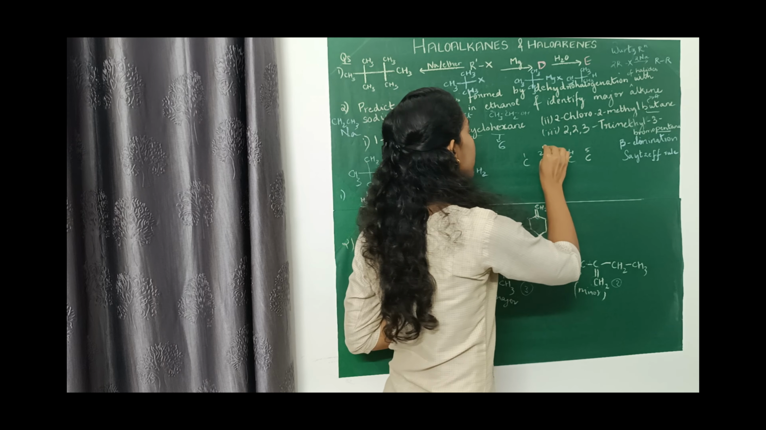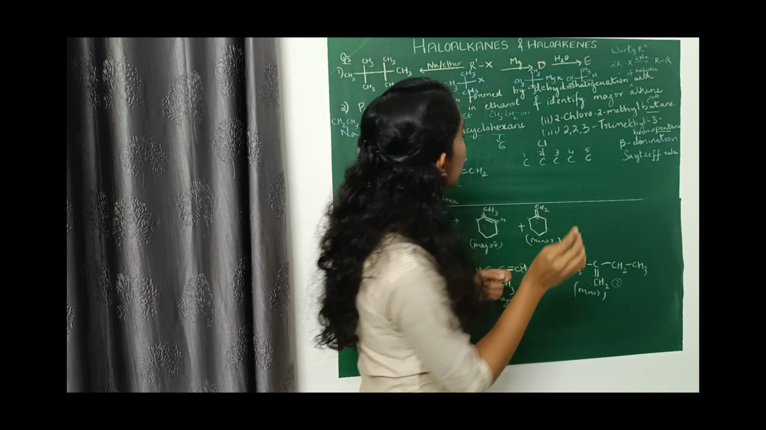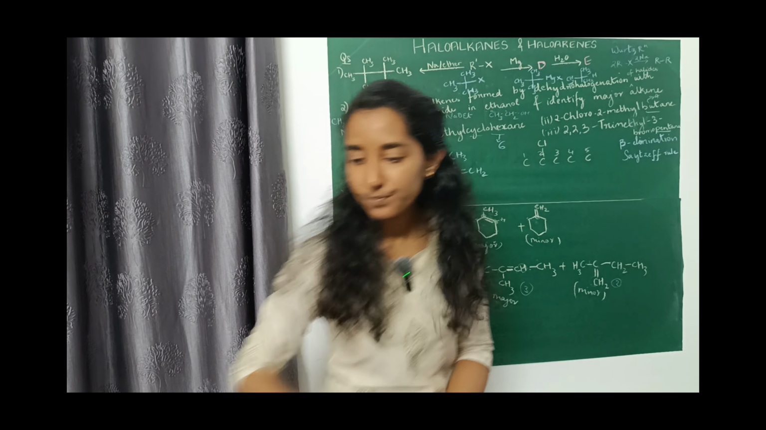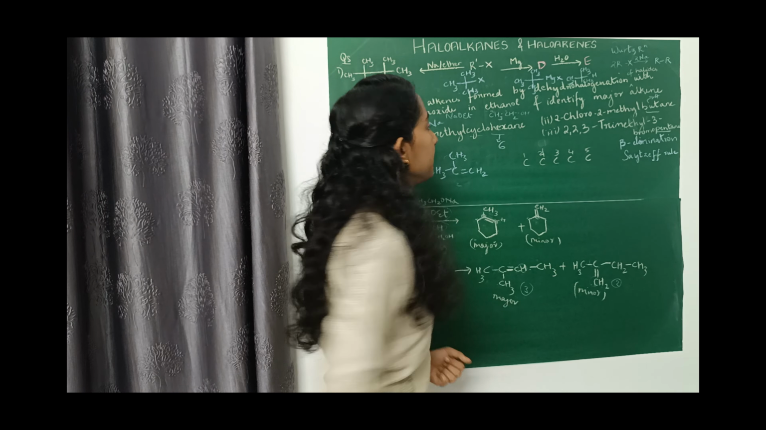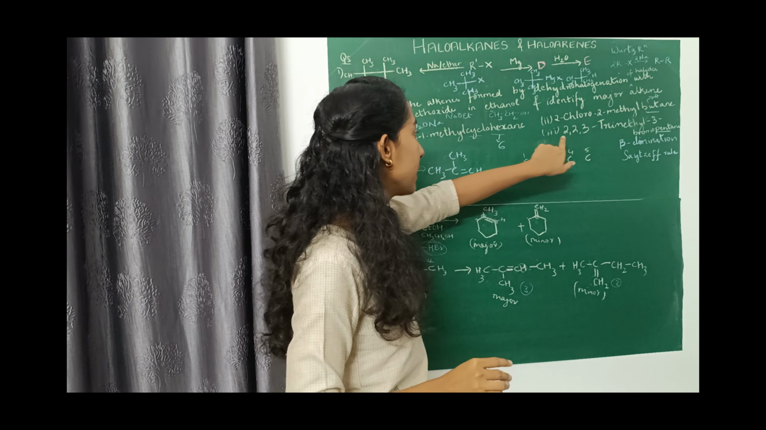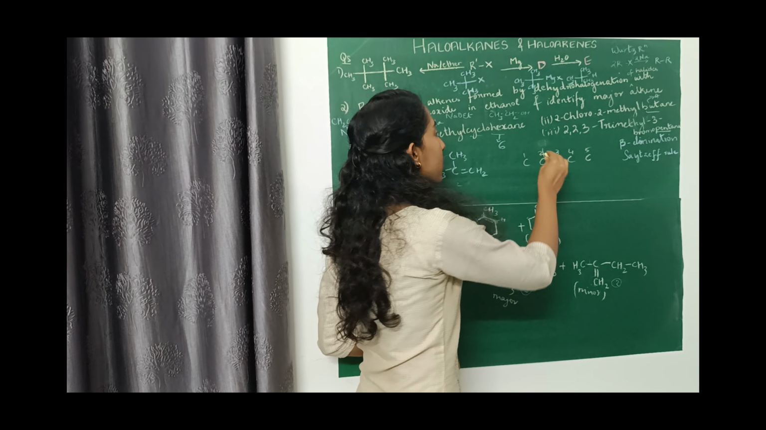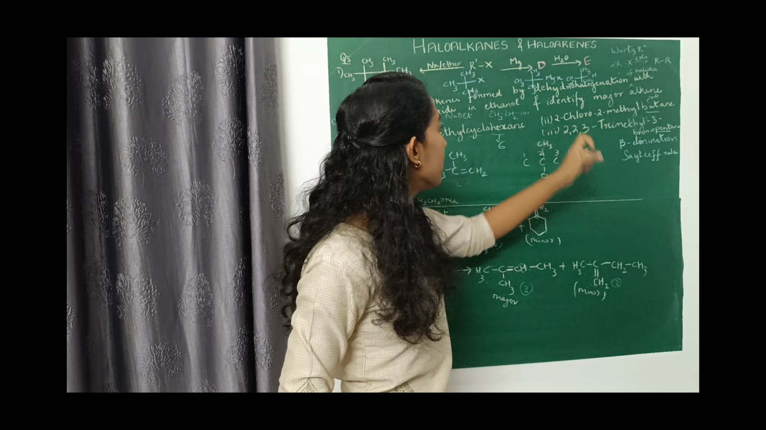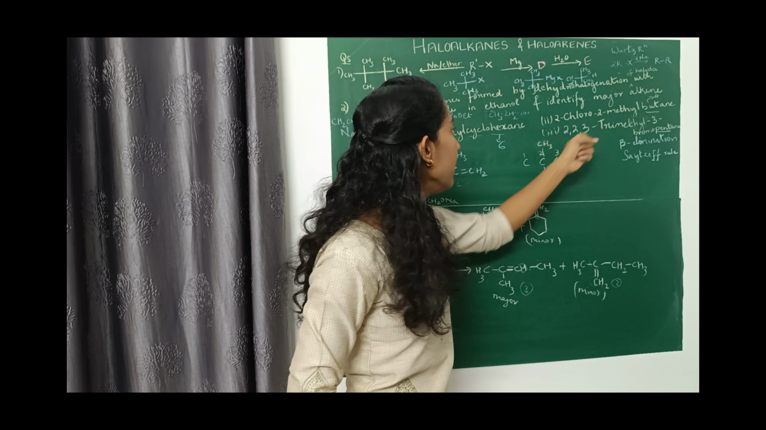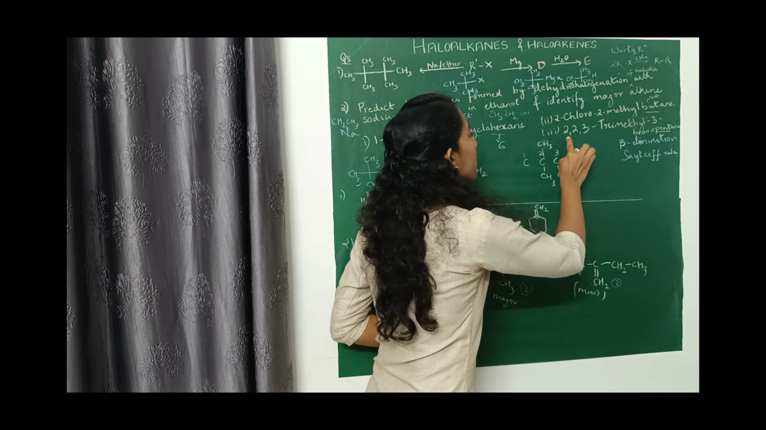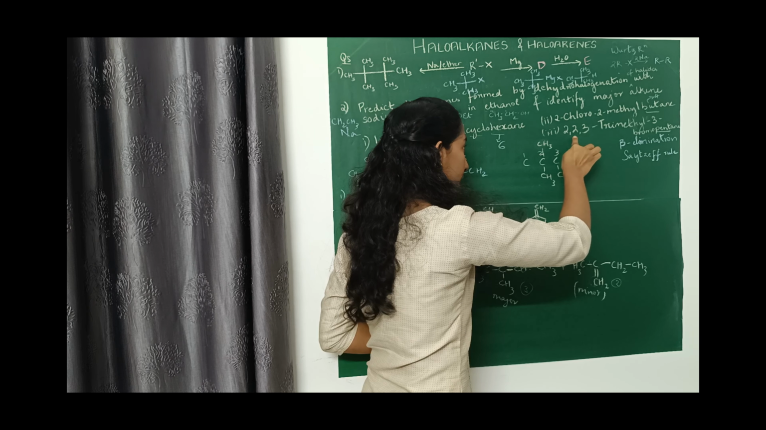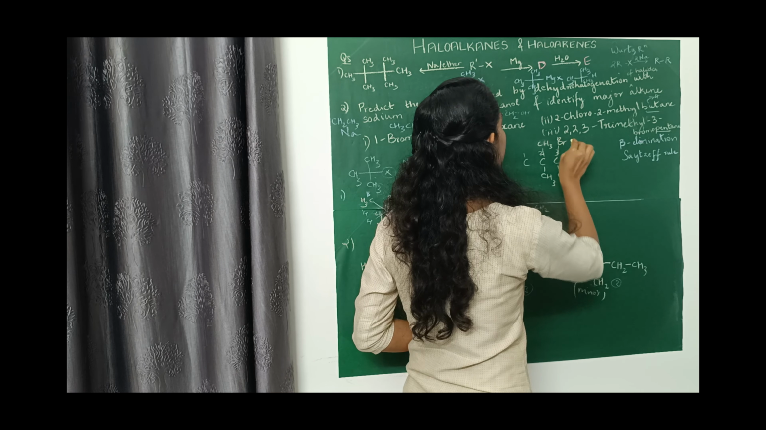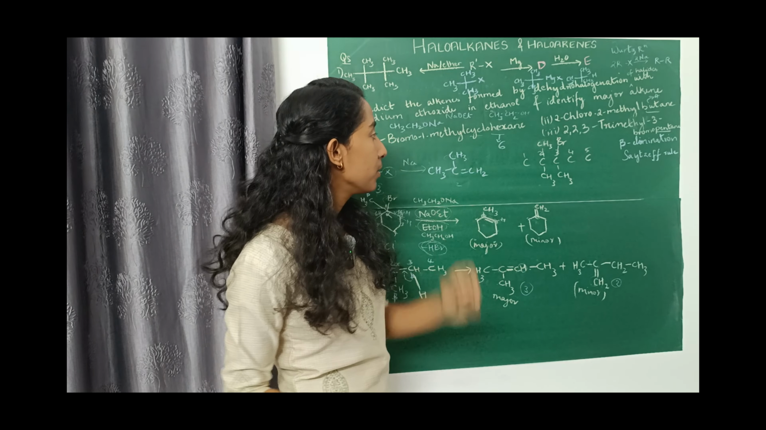2,2,3 trimethyl: in the second position you have a methyl group, and in the third position you also have a methyl group. So CH3, CH3. You have methyl groups in the second position and the third position. Then 3-bromopentane: in the third position you have bromine.